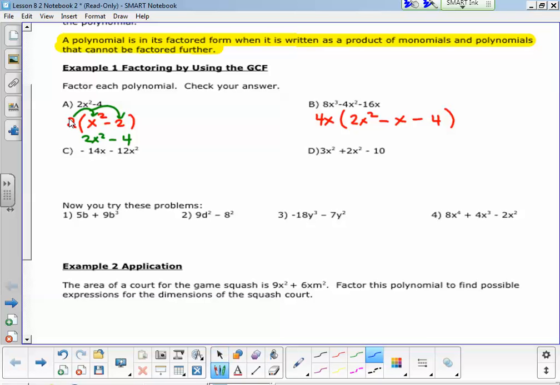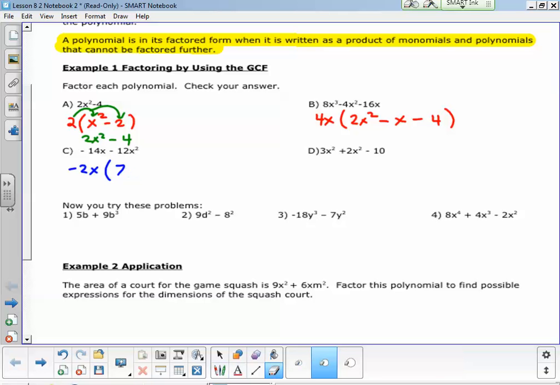And part D, 3x squared plus 2x minus 10. In this case, I see that I have a number that goes into 2 and 10, which would be the number 2, but it doesn't go into 3. And then I see that I have x squared and x, but I don't have any x's in the last term, so this cannot be factored. But can it be simplified?